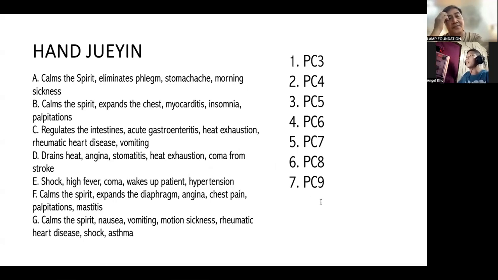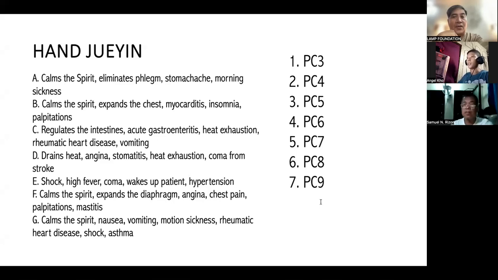Number 1, pericardium 3. What is it? Pericardium 3 is letter C, the one that regulates the intestine, acute gastroenteritis, heat exhaustion, rheumatic heart disease, and vomiting. Okay. It's a healthy point daw.